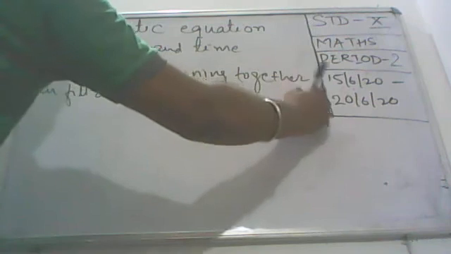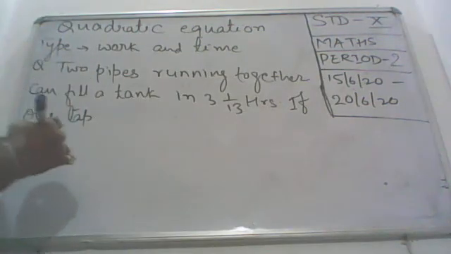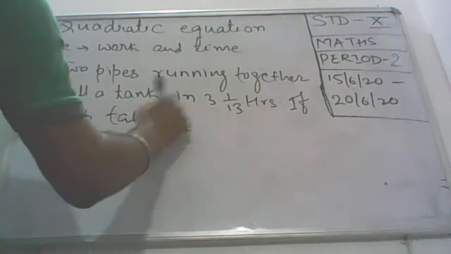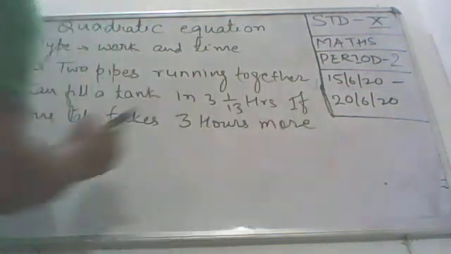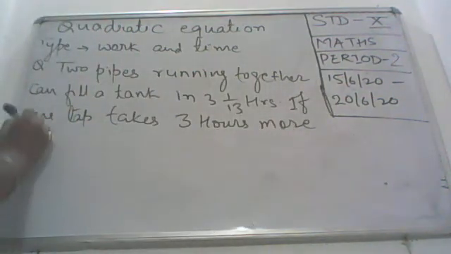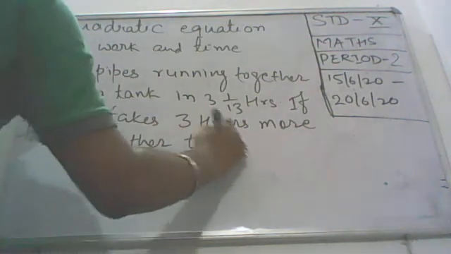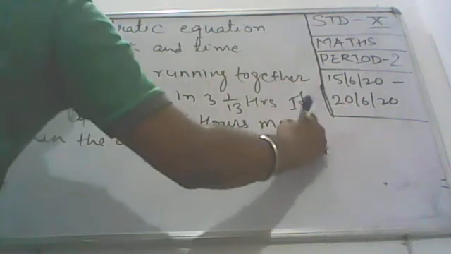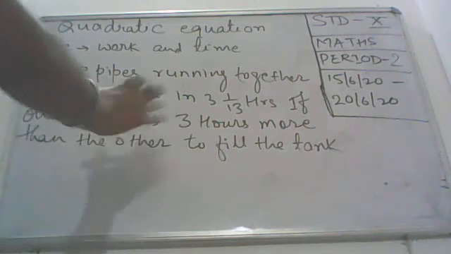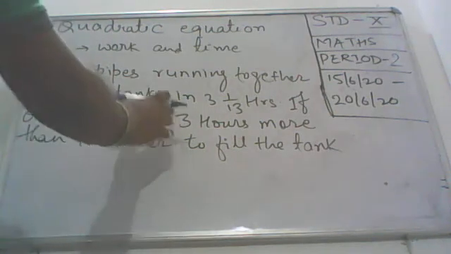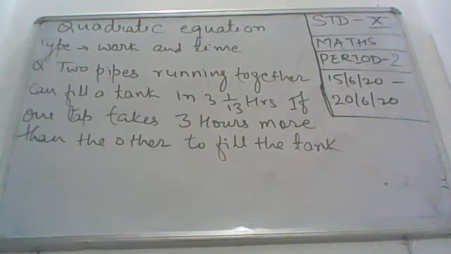They are saying that if one tap takes 3 hours more than the other to fill the tank. Okay, the same tank, two taps are filling. One tap taking some time, second tap is also taking some time. The second tap is taking 3 hours more. That means it is slowly filling the tank there.